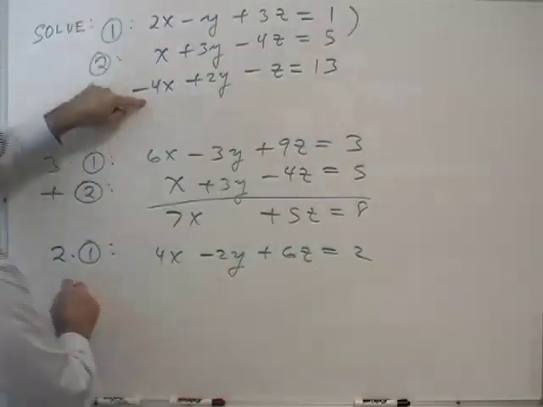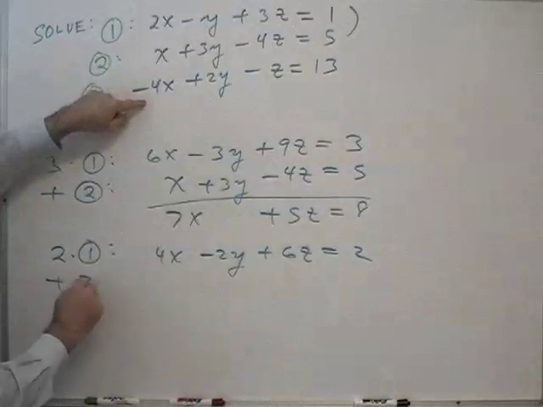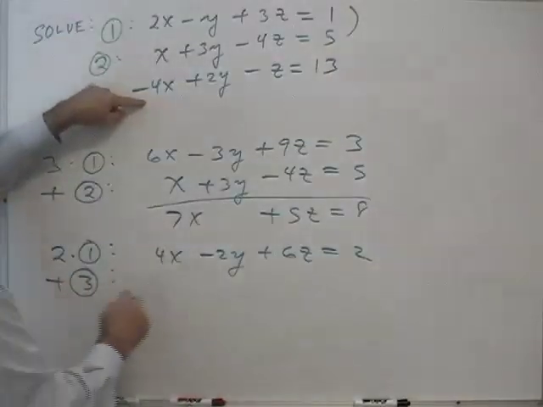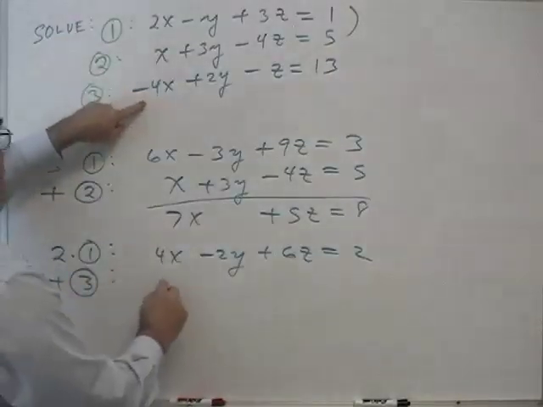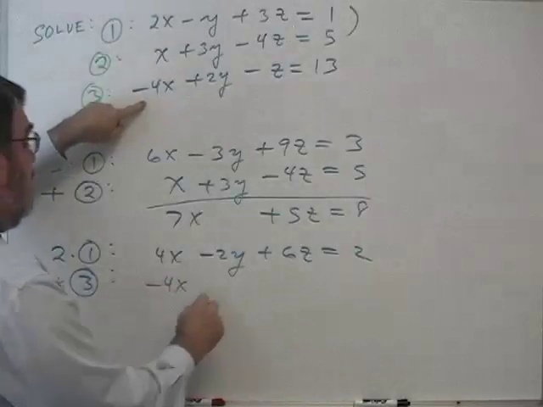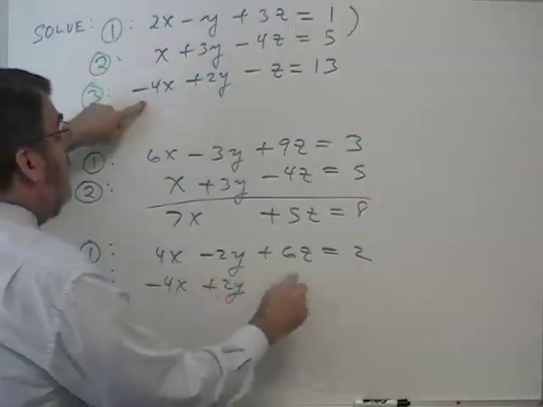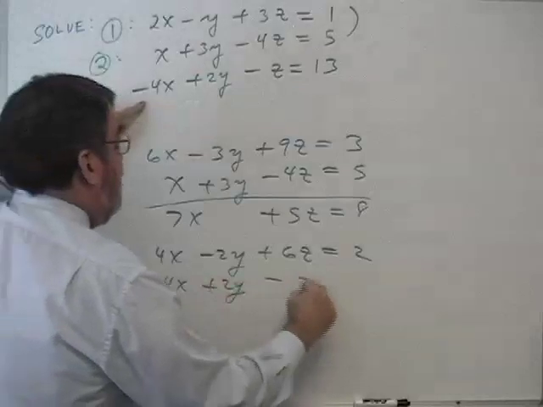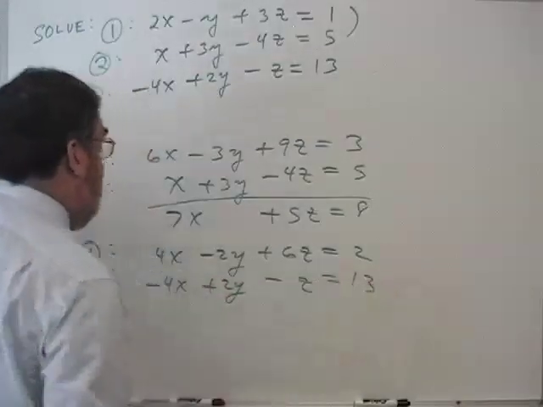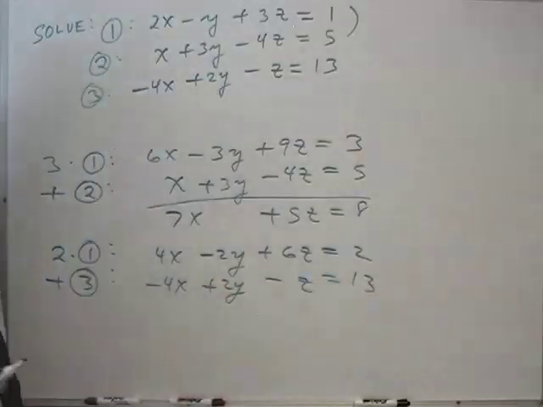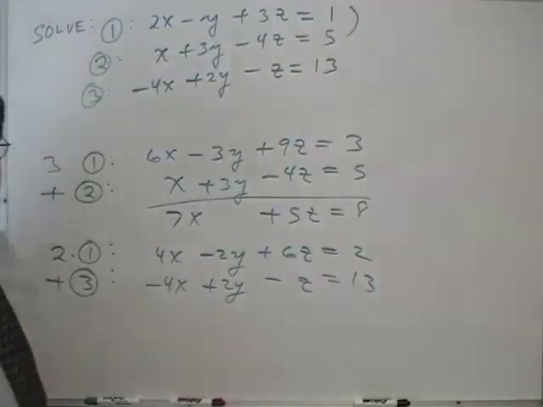And then I add the third equation, and this is negative 4x plus 2y minus z equals 13. And a surprise, I didn't know this was going to happen.